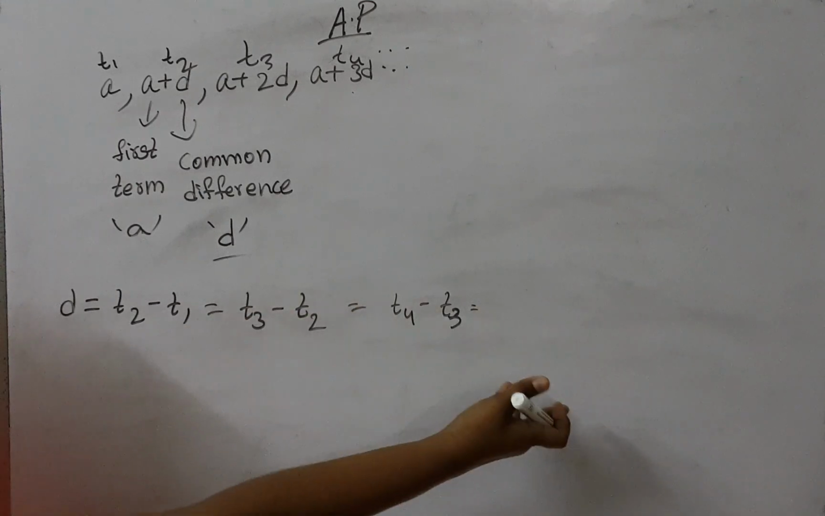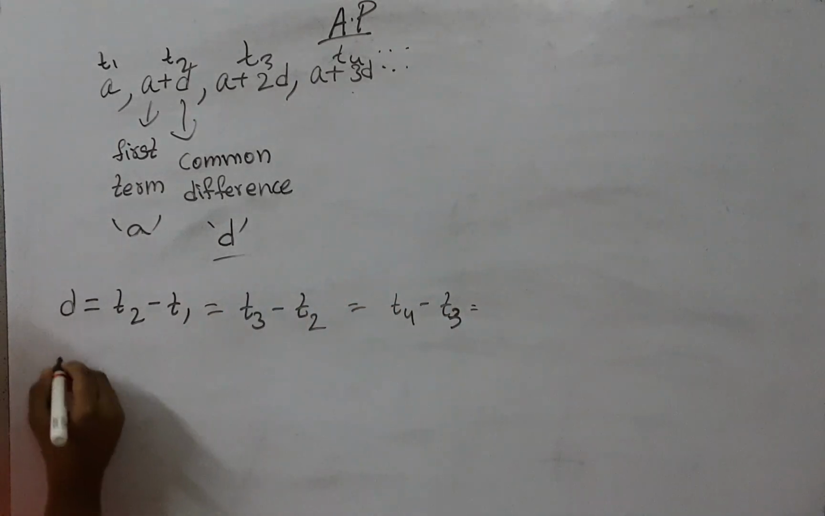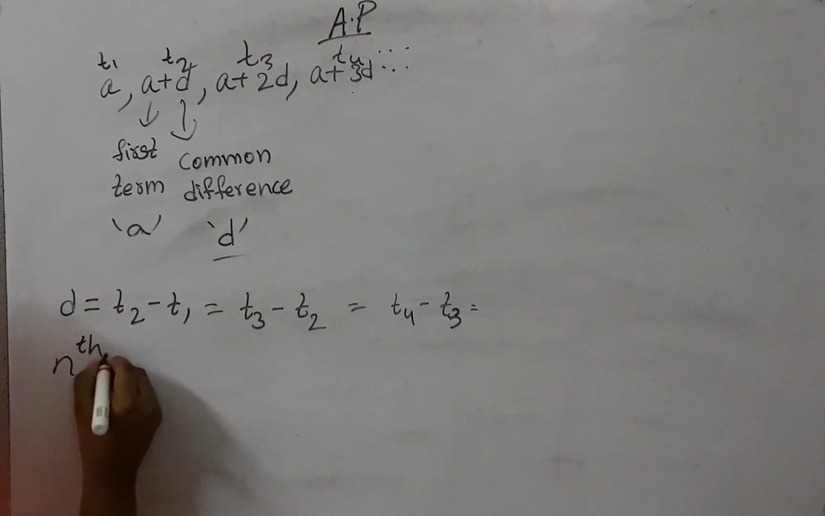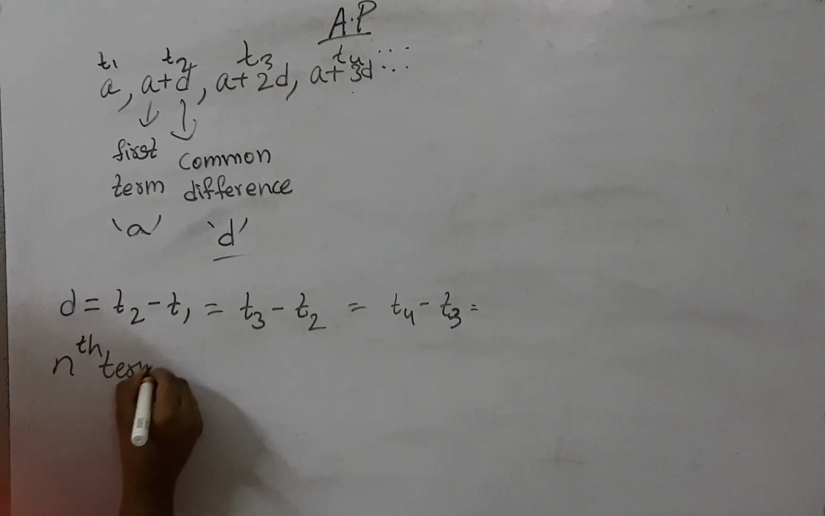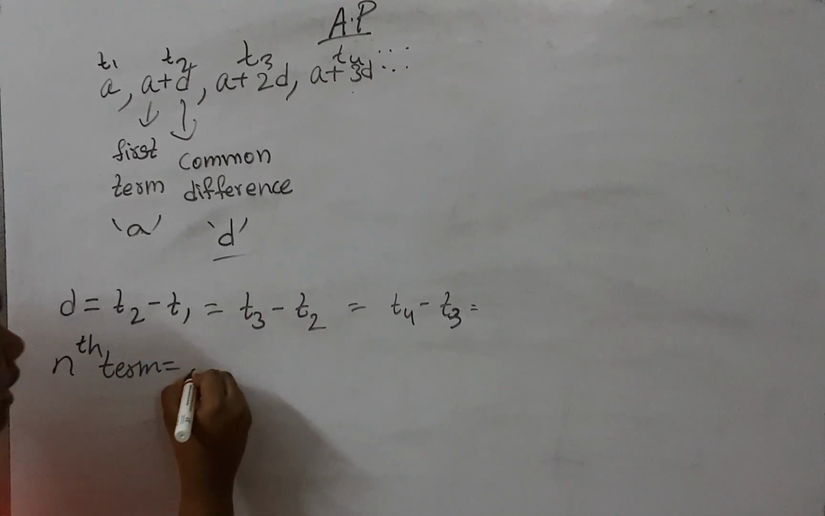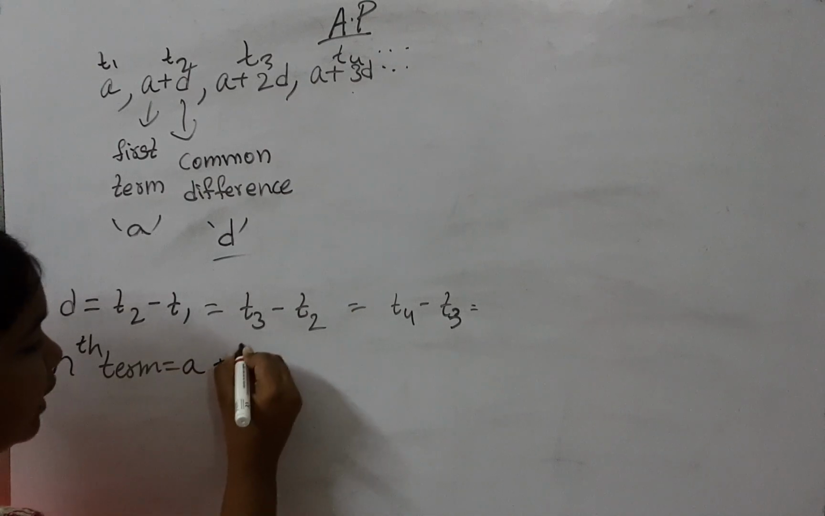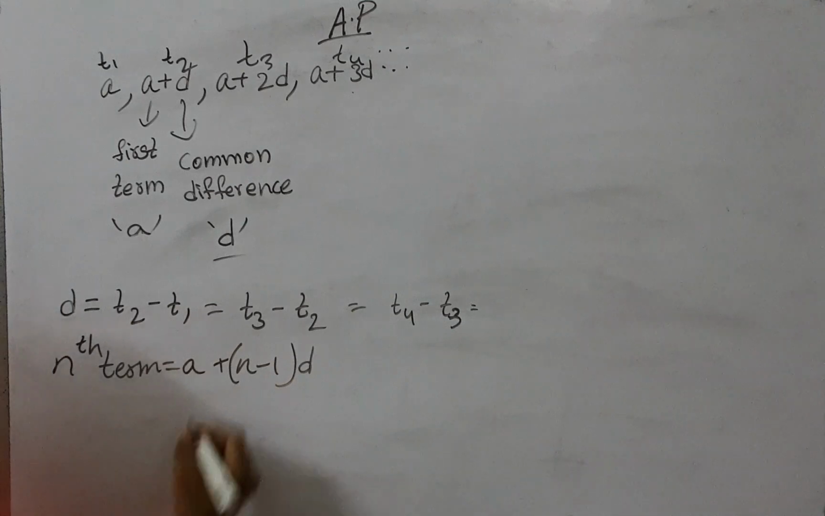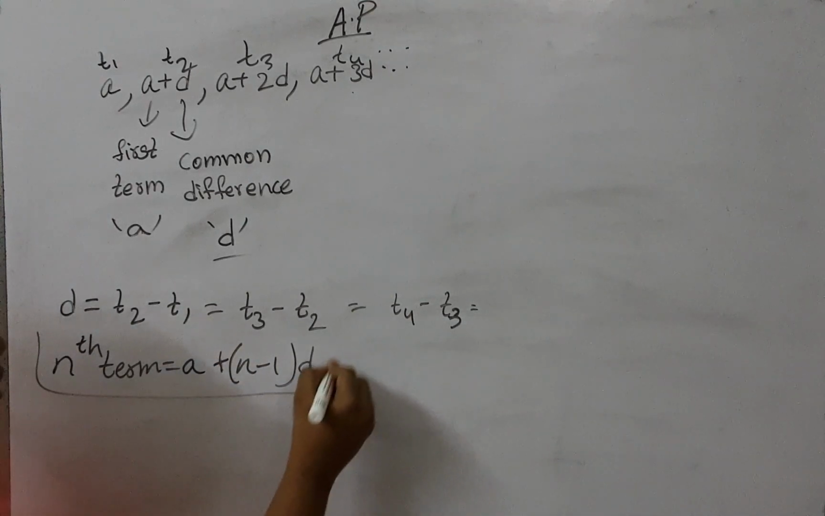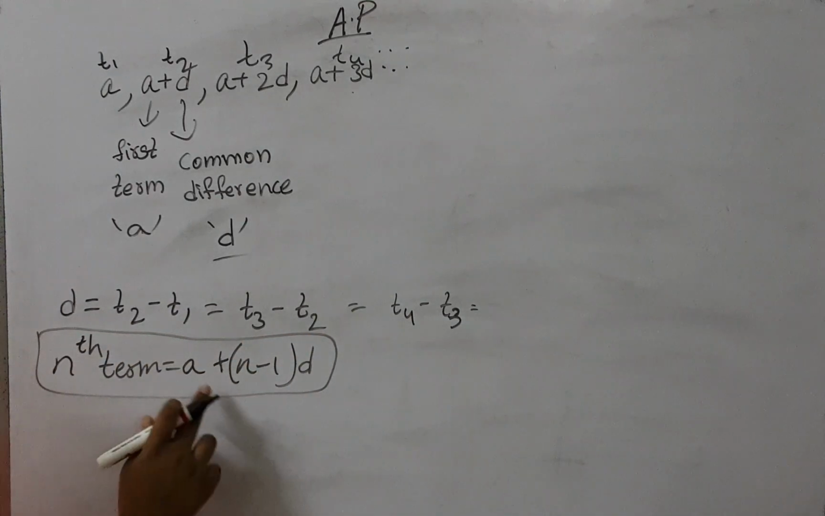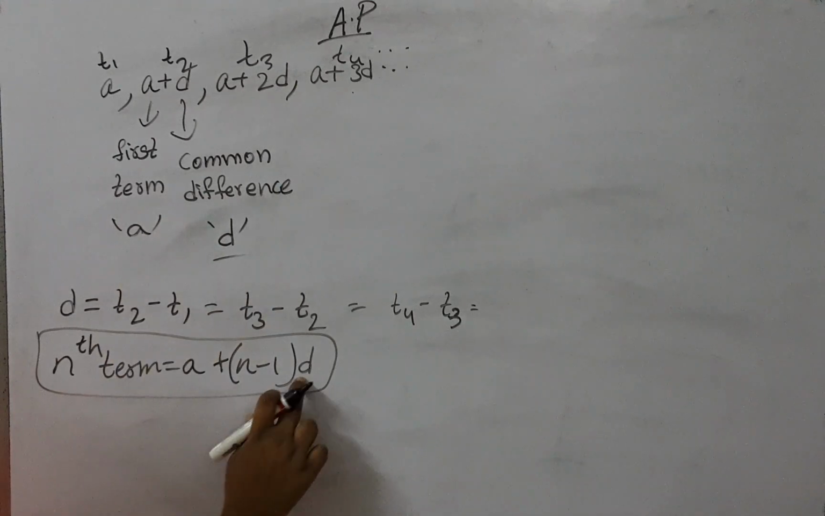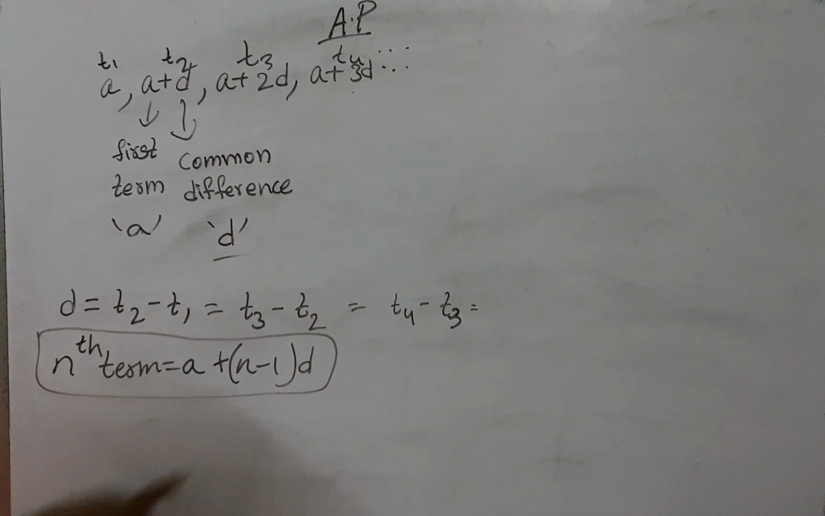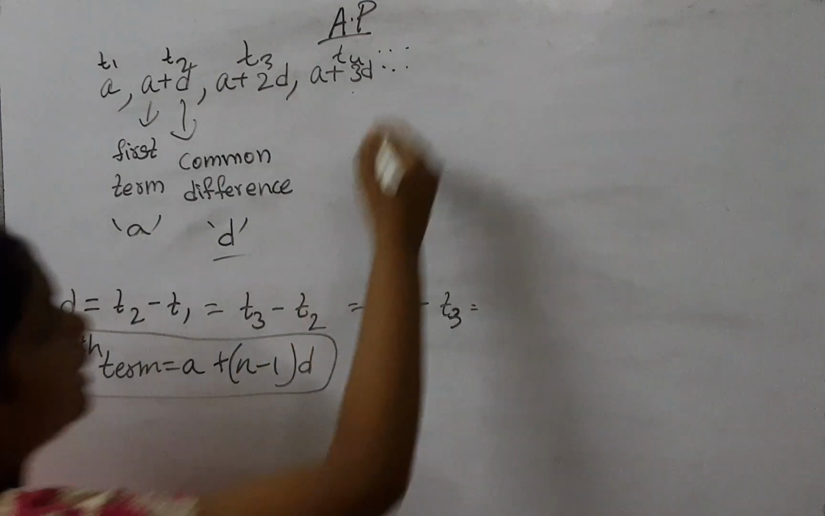To find out the nth term, the nth term is equal to a plus n minus 1 into d. a is equal to first term, d is equal to common difference, and n minus 1 is a number. Now we will take an example.